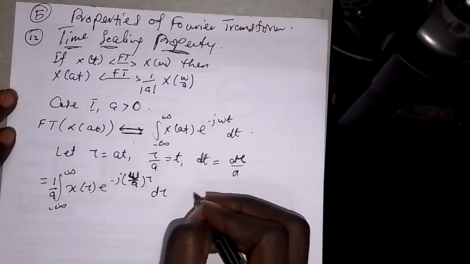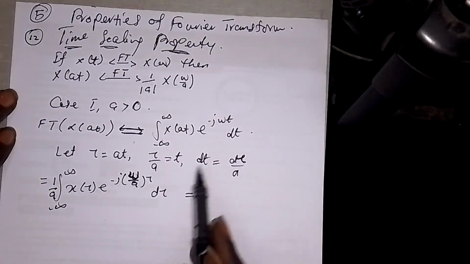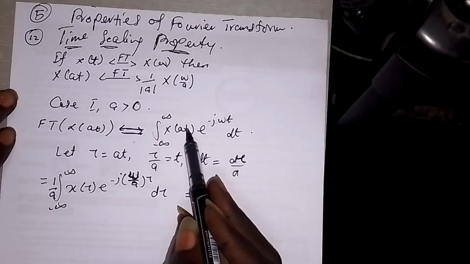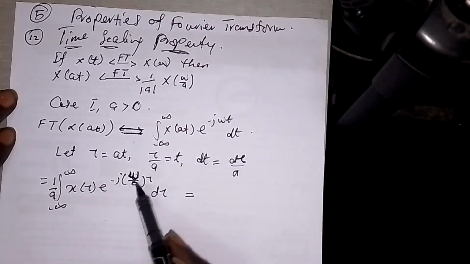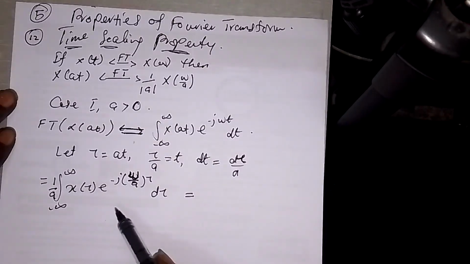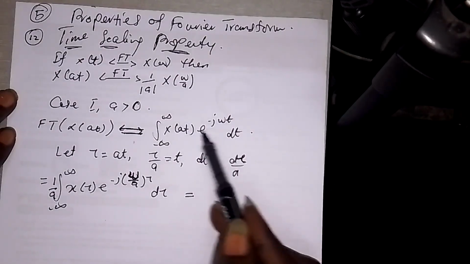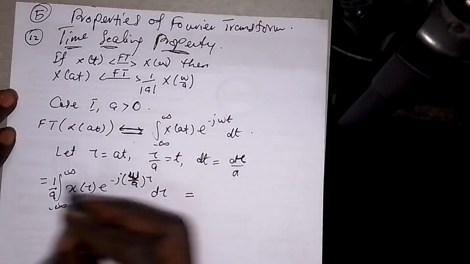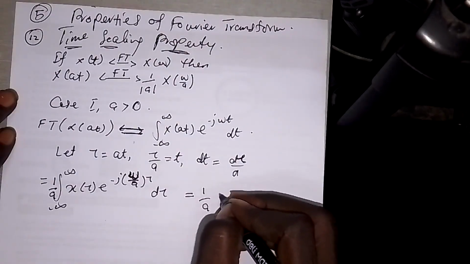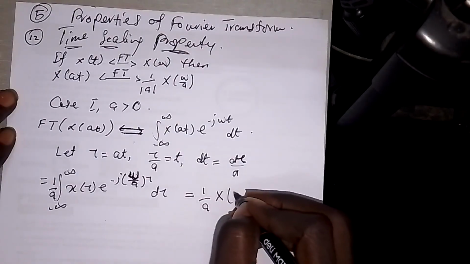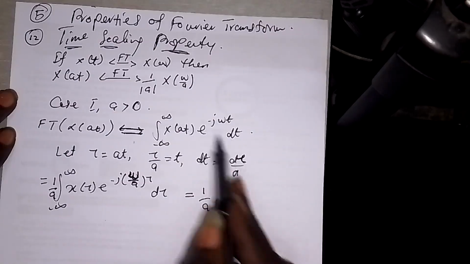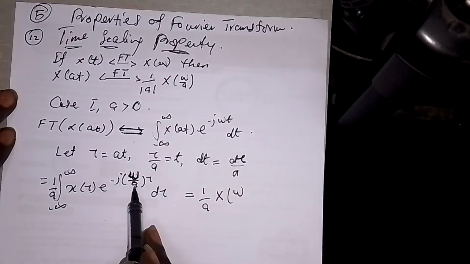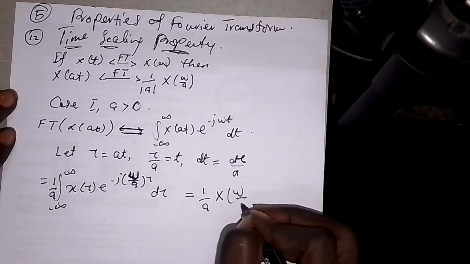Now if you compare this expression with this expression, you see that this at has become tau, and this t has become tau on a, which is omega on a. It is the same thing. So this expression here is this expression here, and we know that it is the Fourier transform, X of omega. So now I can bring my 1 over a here, and X of omega. You see that the expression here is the same as the expression here, except for this a, so I'll bring it here.